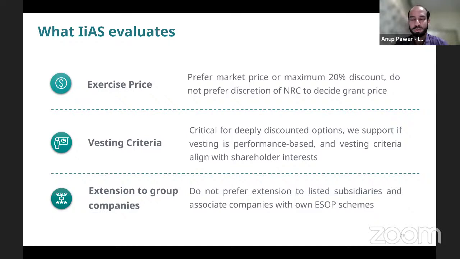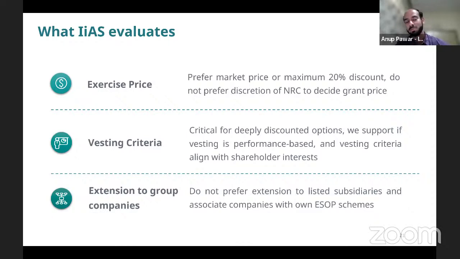So therefore, what they want is market price grants. And they do not like ESOP plans where the NRC says, no, we have the discretion to decide the grant price. That flexibility is what investors do not like.